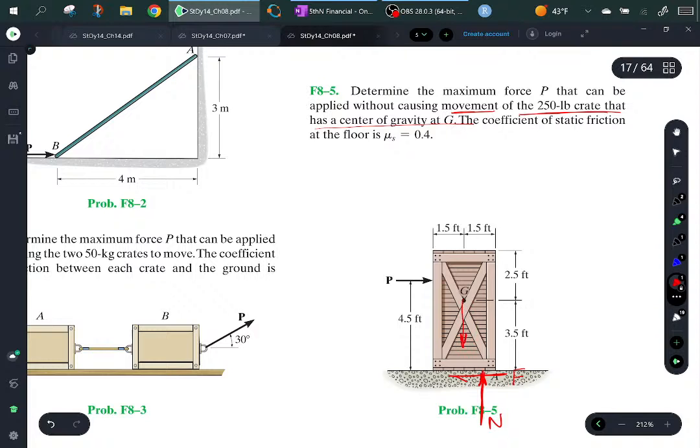The first thing you're going to find out is that the sum of the forces in the x equals 0 gives you that F is equal to P. So that F is equal to that P. Then he said this is 250 pounds. So the sum of the forces in the y equals 0 just tells you that the normal force is the same thing as that 250 pounds. So the normal force is going to be 250.